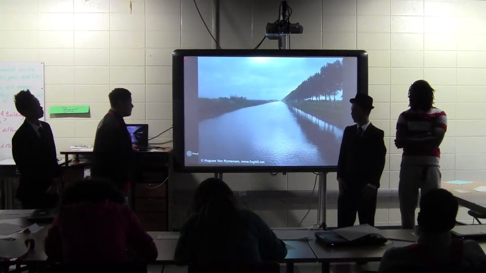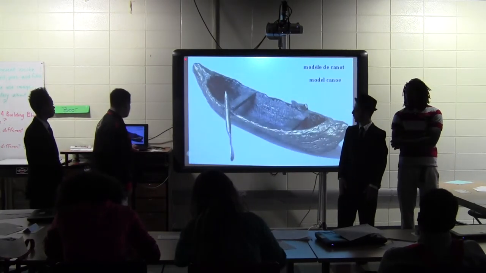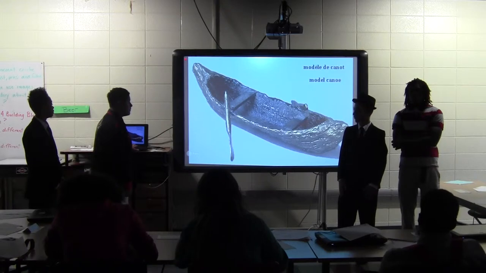Here's a picture of a waterway. And here's a picture of a canoe they made.